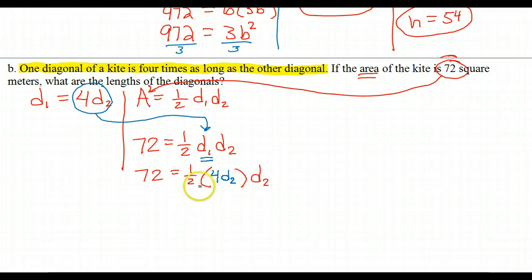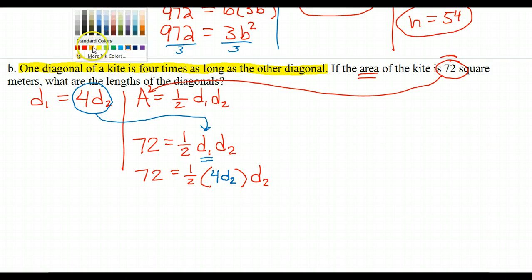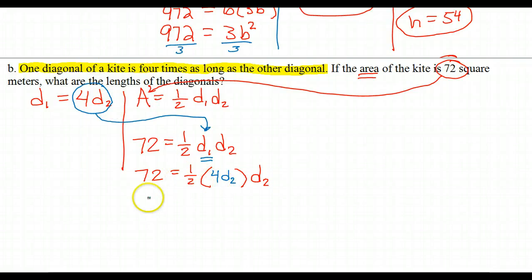Okay, so I just need to simplify this. Now, 1/2 times 4, that's half of 4. So what's half of 4? Yeah, half of 4 is 2. So this becomes 72 equals 2 times diagonal 2 times diagonal 2. Well, that is just diagonal 2 squared. Okay, I'm going to leave this in parentheses because of the whole little sub 2 thing. So this is diagonal 2 squared. Alright, anything times itself is squared.